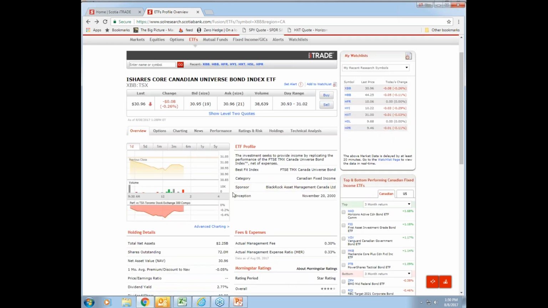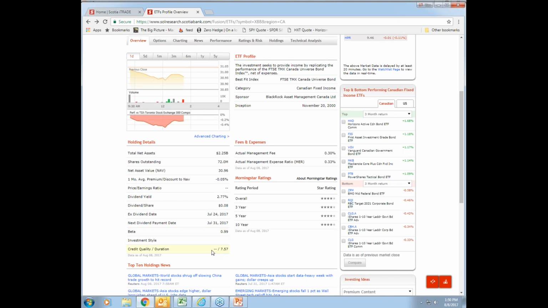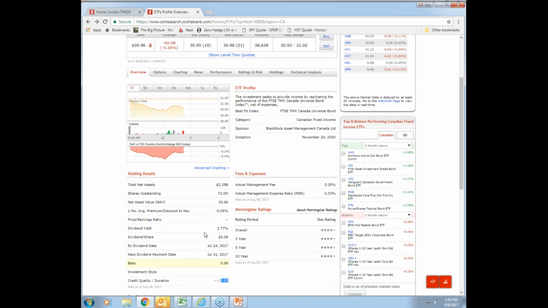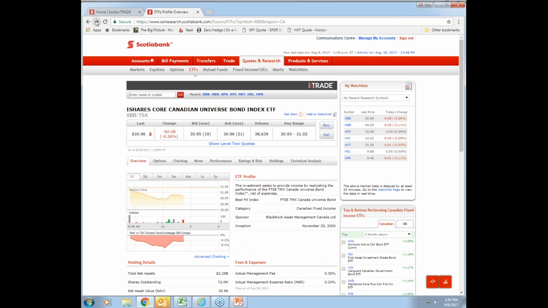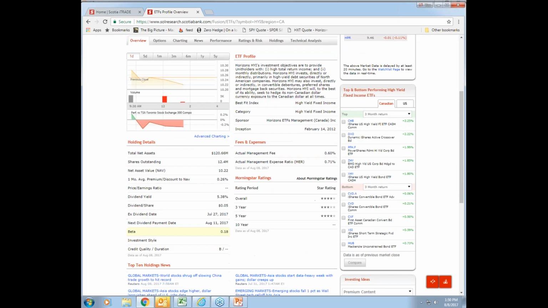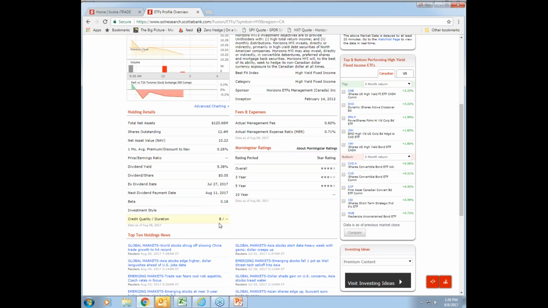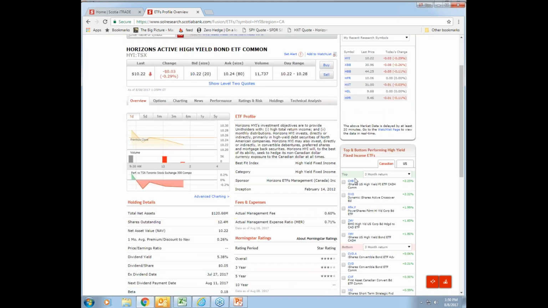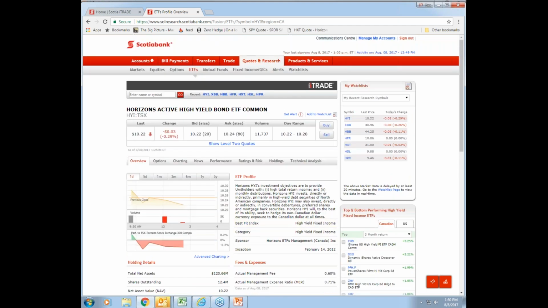Whereas on the previous profile, if I went down there, I could see the credit quality was nothing, and I can see the duration was 7.57. So a lot of interest rate risk with this ETF. And with this ETF here, I have a higher yield and a lot of credit risk, but not as much duration risk. So again, I can look at competitors to this and see what's doing quite well. And this is all a great litany of information for you to look at before you purchase the ETF.